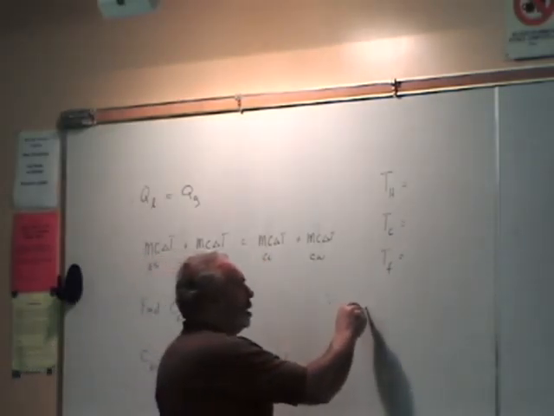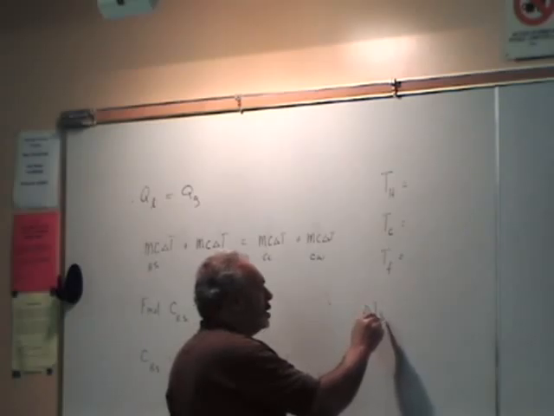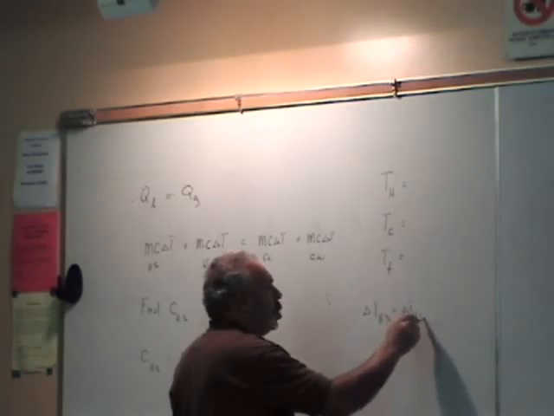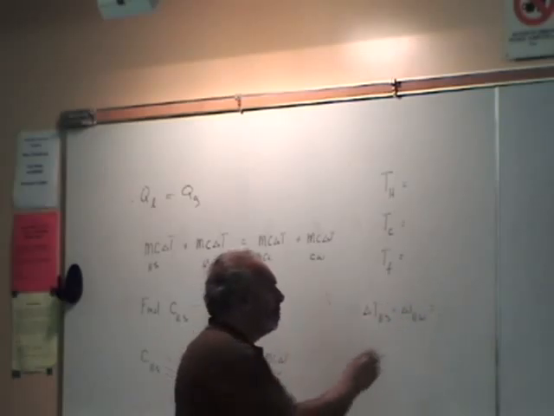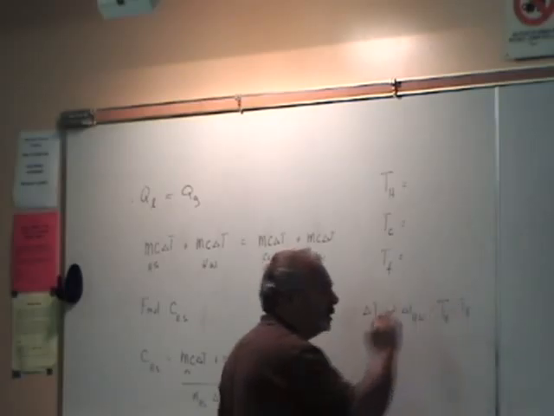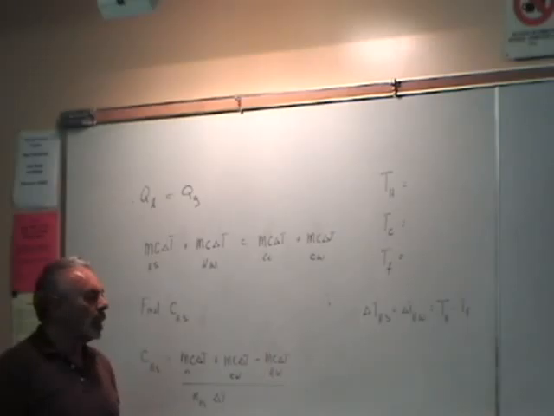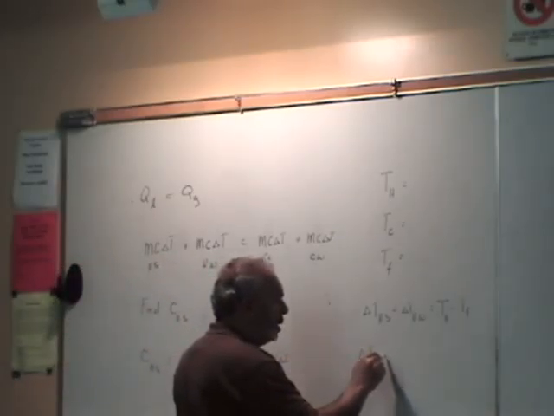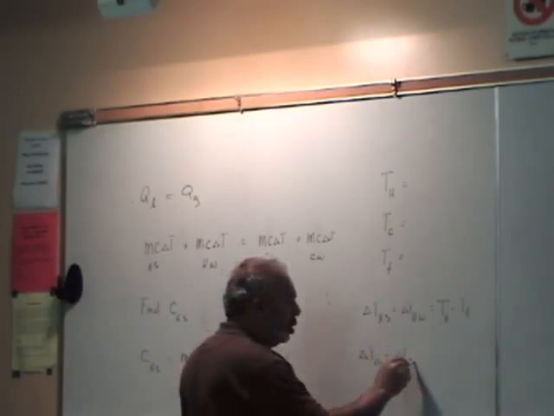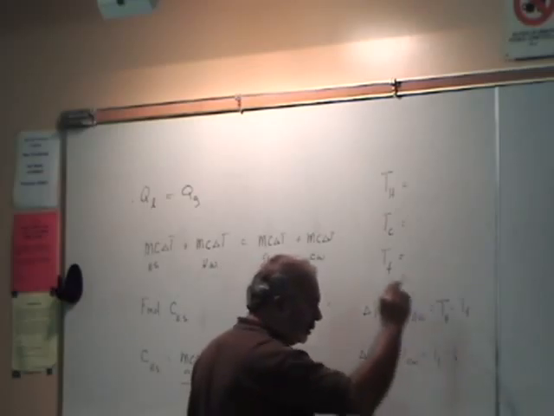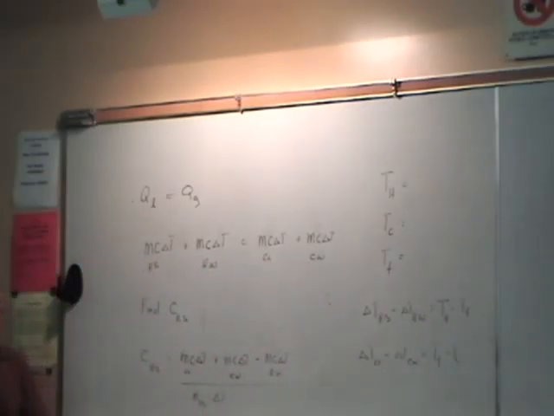Of course, delta T hot shot equals delta T hot water equals T hot minus T final. And of course, delta T calorimeter cup equals delta T cool water equals T final minus T cold. That part's easy.